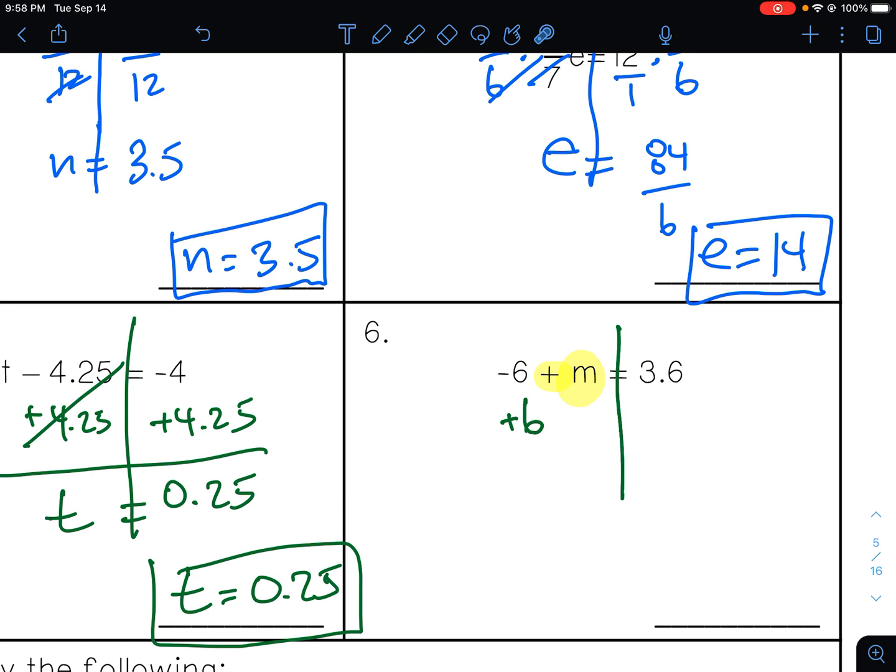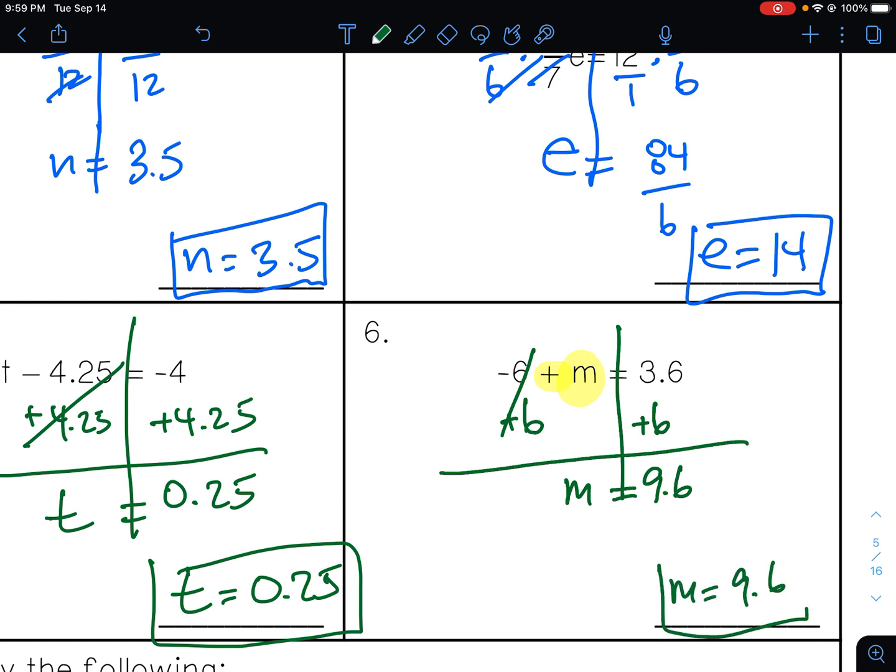What's the opposite of minus 6? Plus 6. That'll cancel that out. So I need a plus 6 on this side. 6 plus 3.6 is 9.6. And we have m on this side. You may be thinking, don't we bring down the plus m? Well, plus m means positive m, and positive m could just be written as m, right? So m equals 9.6. There we go.